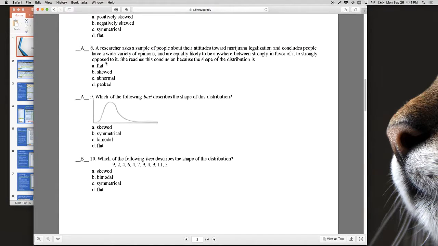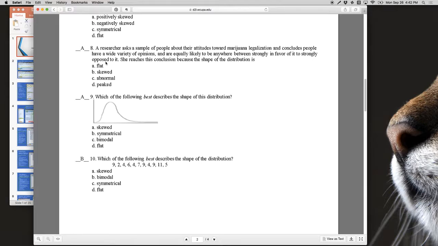Number 8. If you are asking people and they're answering all over the board, so some people are like, I strongly support marijuana legalization. Some people are like, I don't really care. And some people are like, definitely not, we cannot have this. Your graph's going to look like a straight line across. So it wouldn't be skewed either way because you have responses all over.